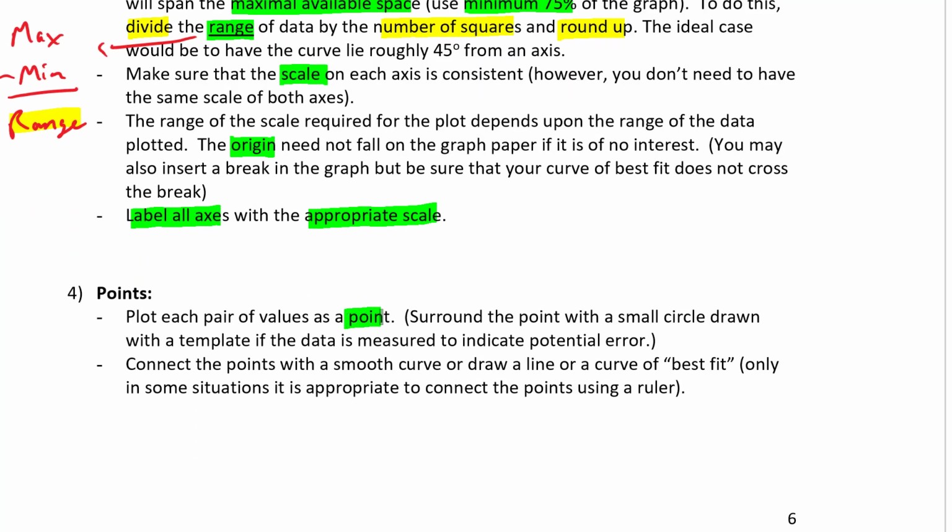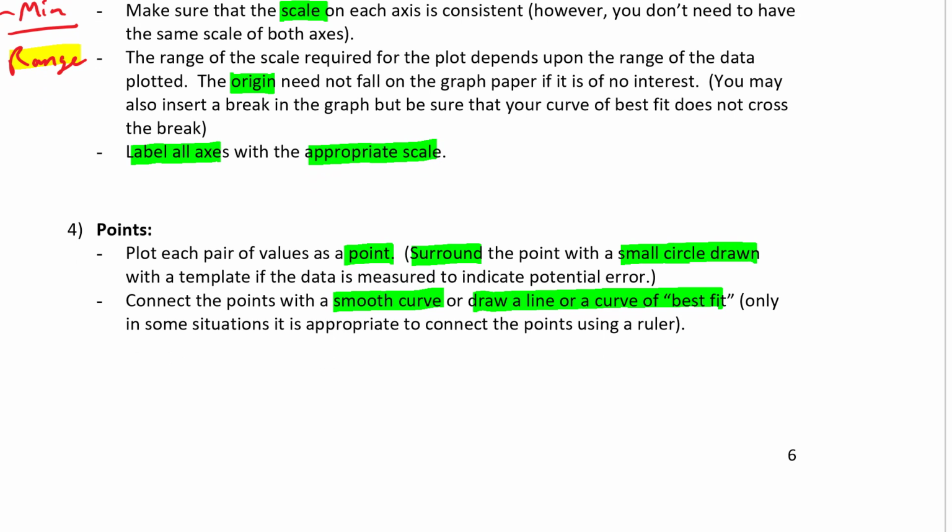When you put your data on the graph, you plot it as a single point. If you'd like to, you can surround the point with a small circle if it's hard to see. Lastly now, connect the points with a smooth curve or draw a line of best fit for your curve. As an example, here is a graph I get, and let's put the data on there. Don't do this.